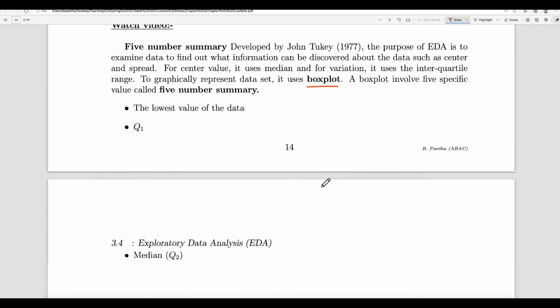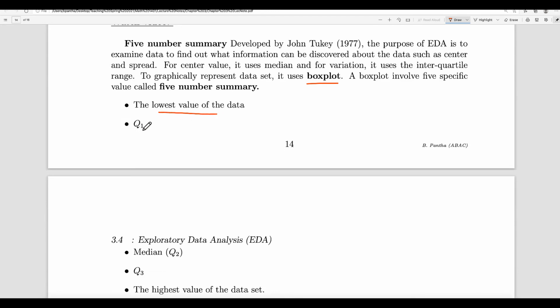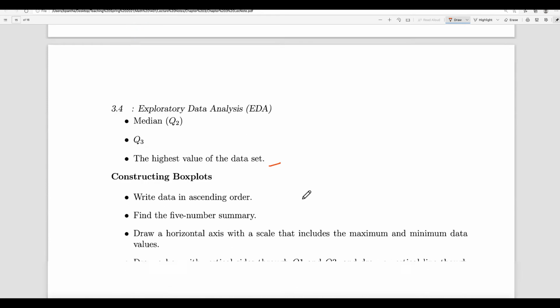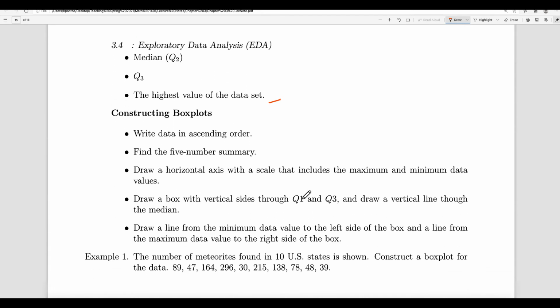What we need to note is the smallest value of the data. We need to find Q1, Q2, Q3, and then the highest value of the data. So how do we construct a Boxplot? Write the data in ascending order, and find the 5-number summary. What are the 5-number summary? Minimum data, Q1, Q2, Q3, and maximum data.